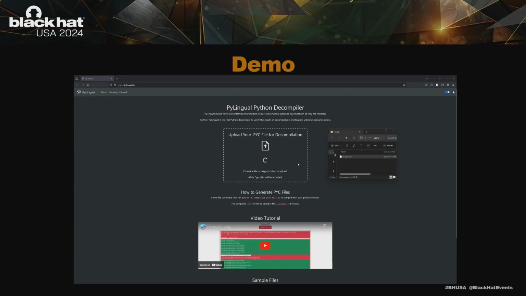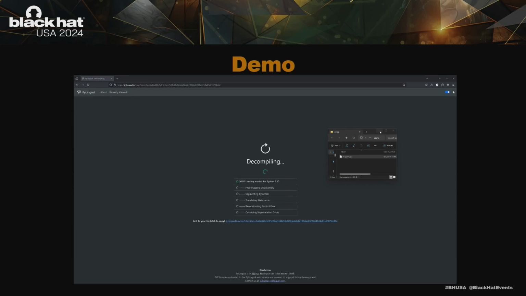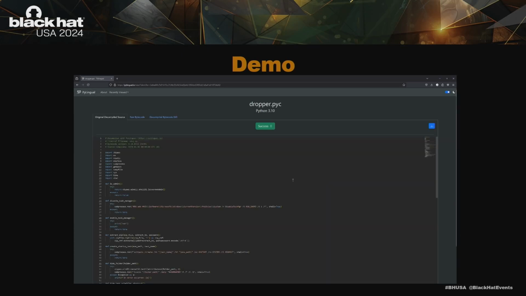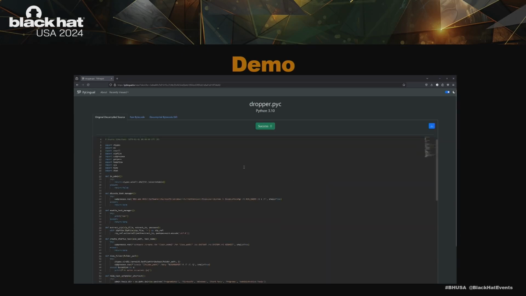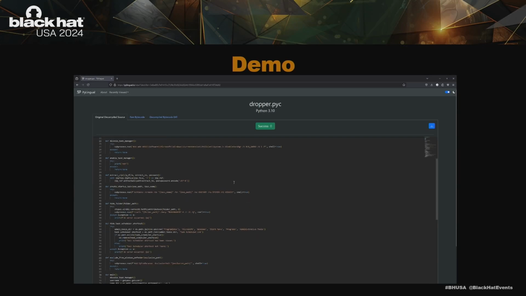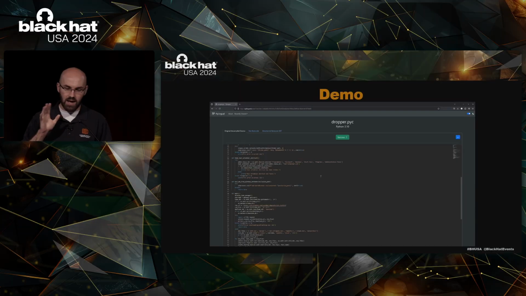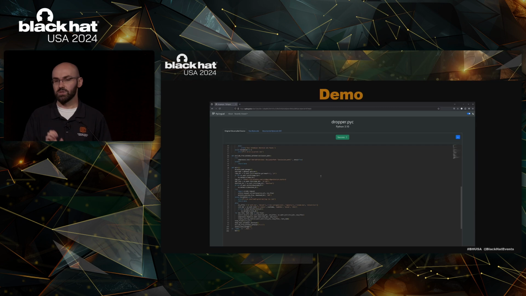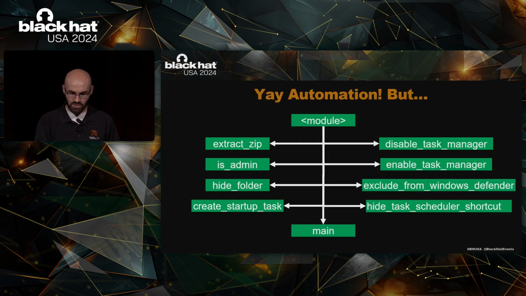So currently, PyLingual is available freely as a public web service at pylingual.io, and we're committed to open sourcing by the end of the year. So keep tabs on that. We'll get back to you. We detect the version of the Python bytecode by using the magic number at the start of the file, load the appropriate models, process it, send it through the pipeline that we just discussed, and now we have some Python source code. Perfect. Hooray, automation.